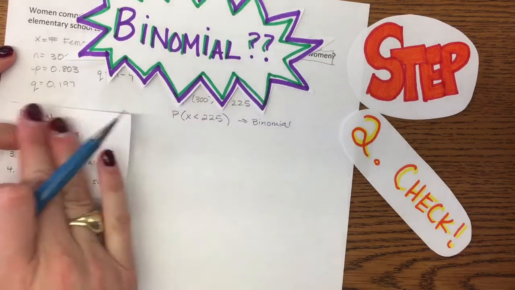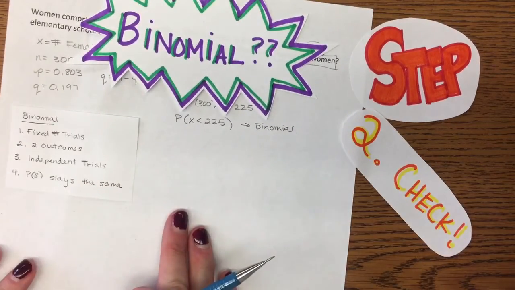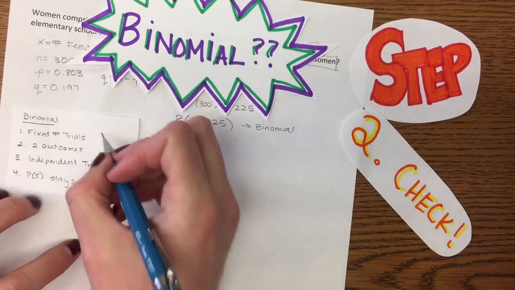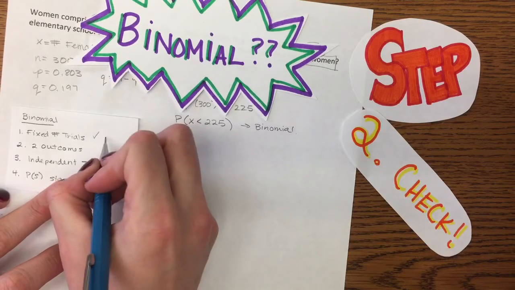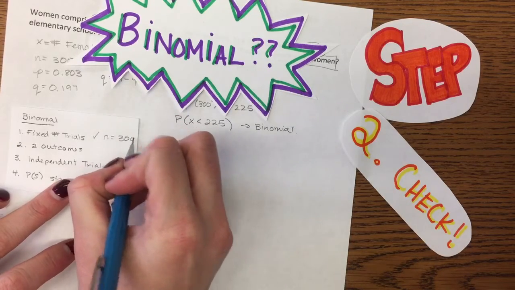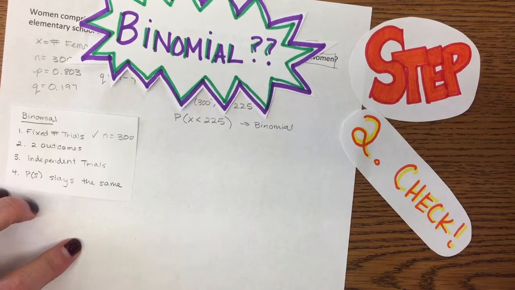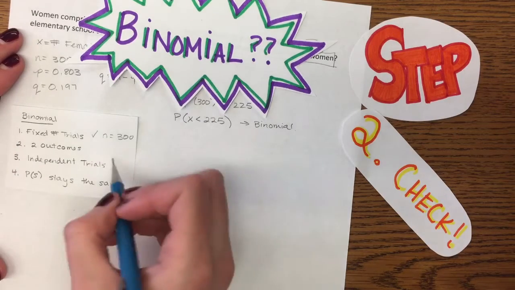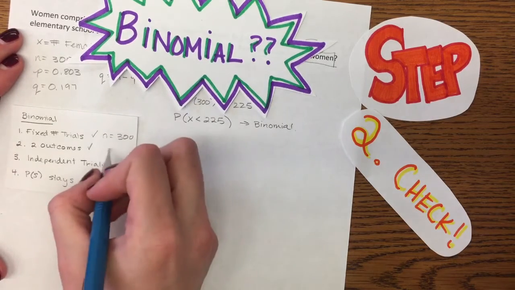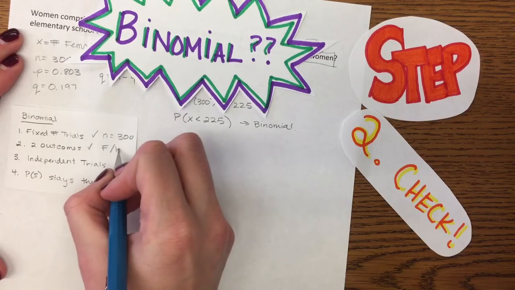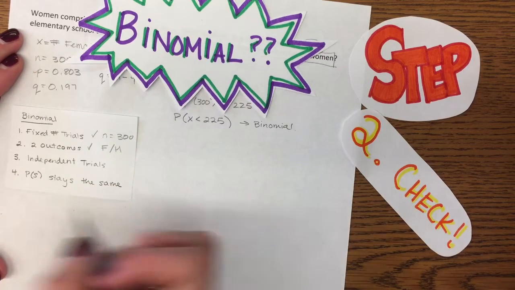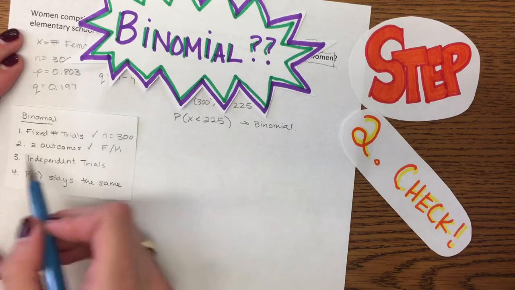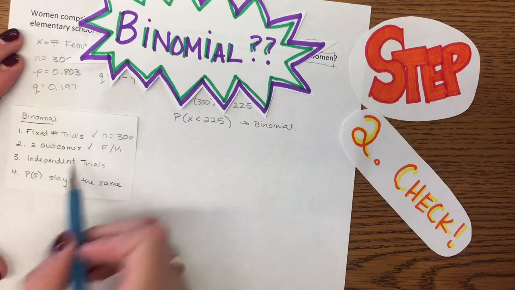Here are those requirements. I need a fixed number of trials. Do I have a fixed number of trials? Yes. In this case, I'm looking at a sample of 300. So 300 is my fixed number of trials. Do I have 2 outcomes? Yes. They are either female or they are male, as we have to assume in all of our statistics problems. So yes, there are 2 outcomes.